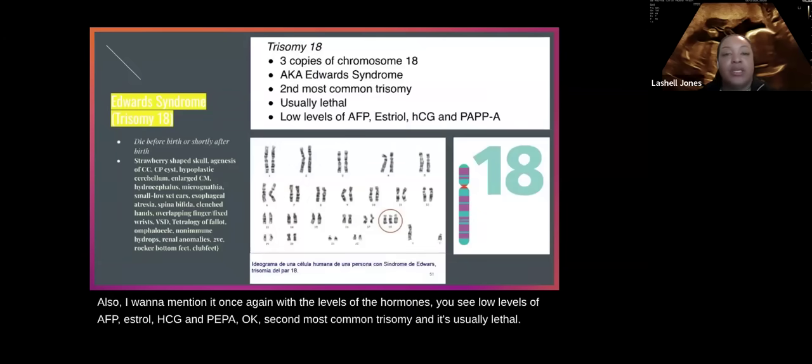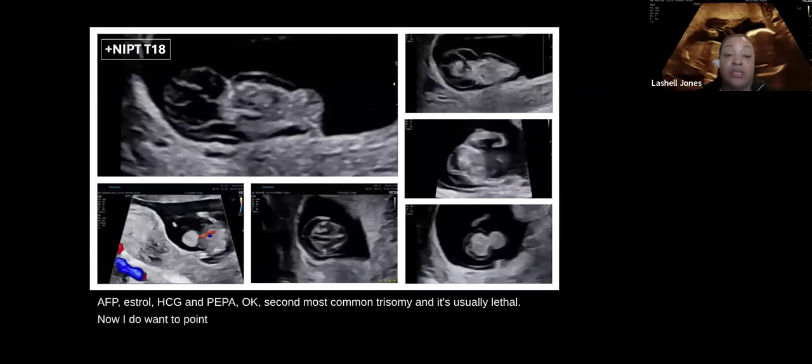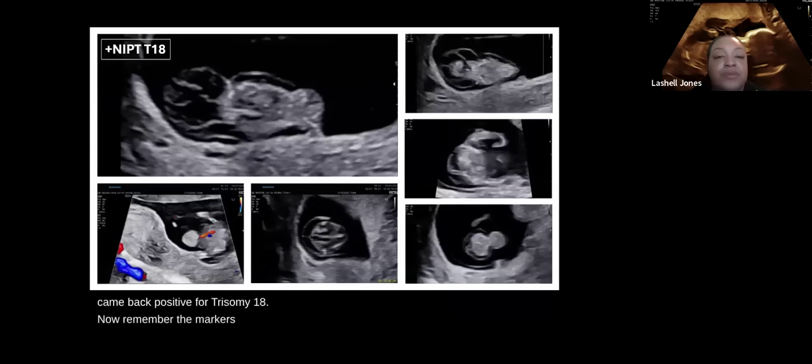Now, I do want to point out one that I recently just saw. This particular fetus screening result came back positive for trisomy 18. Now, remember the markers we just went through.